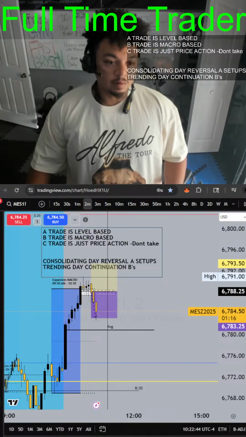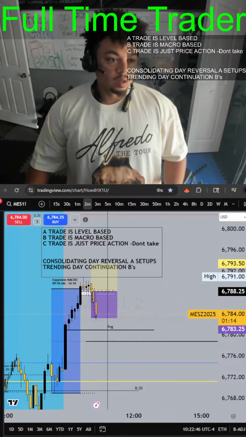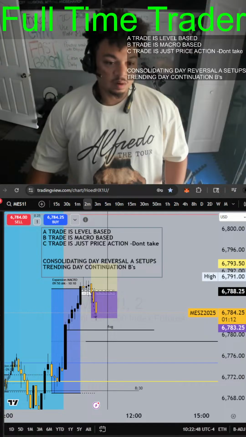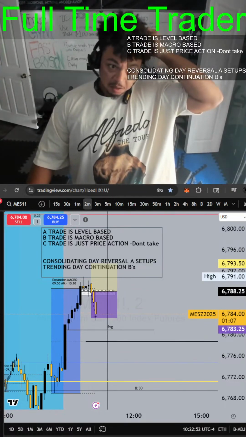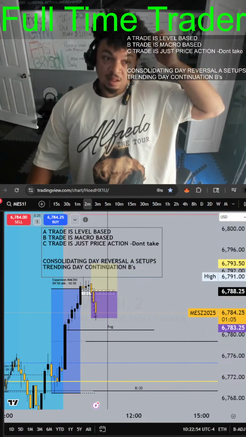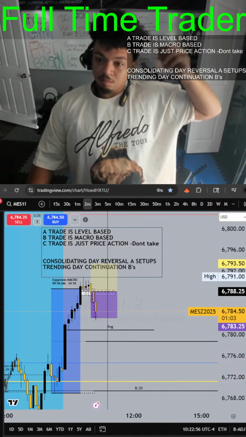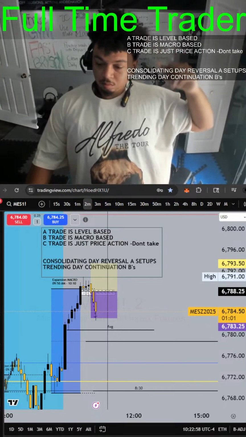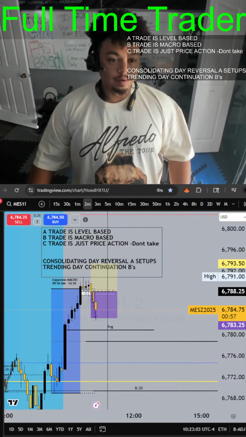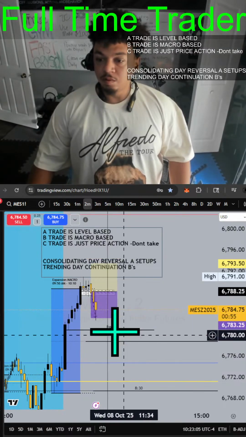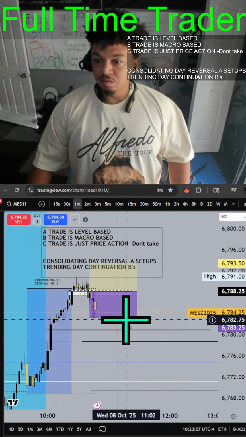So if we get to this level here and down here, based on the macro, that would be areas I would buy. We might not even get that low if we reject right off that fair value gap. There's two fair value gaps. There's multiple, so it's not like it has to just choose one.